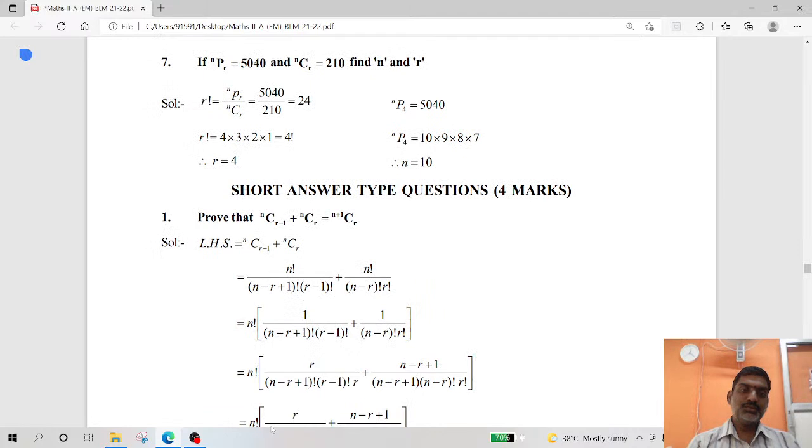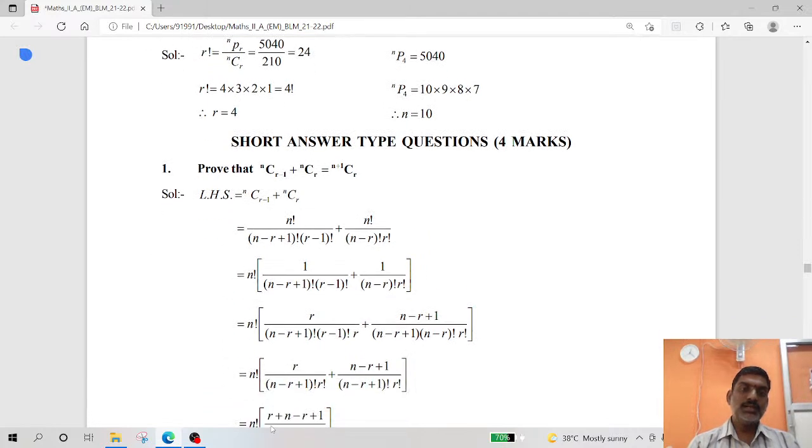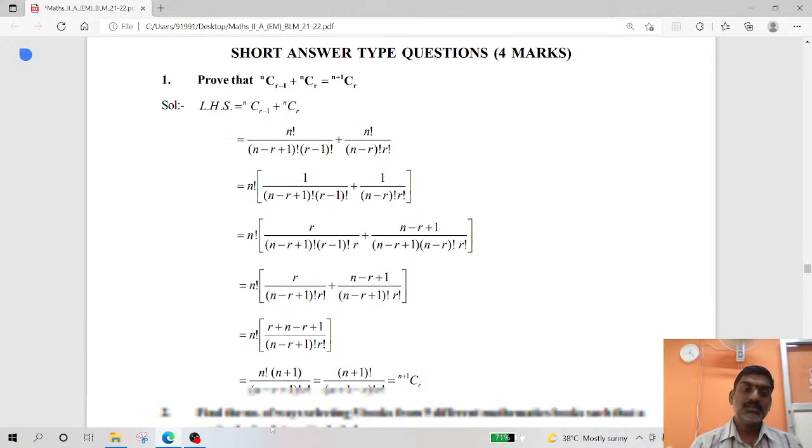Next, coming to short answer type questions. Prove that nC(r-1) plus nCr is equal to (n+1)Cr. Just now we proved this in the above.